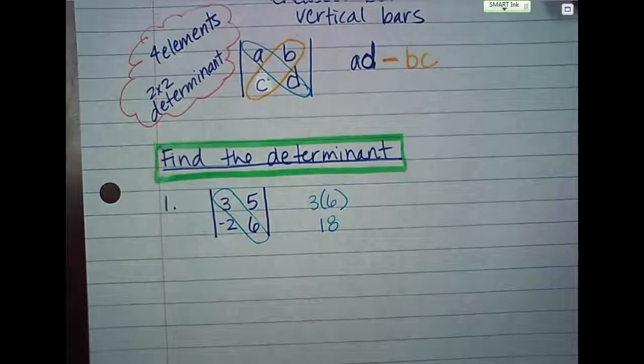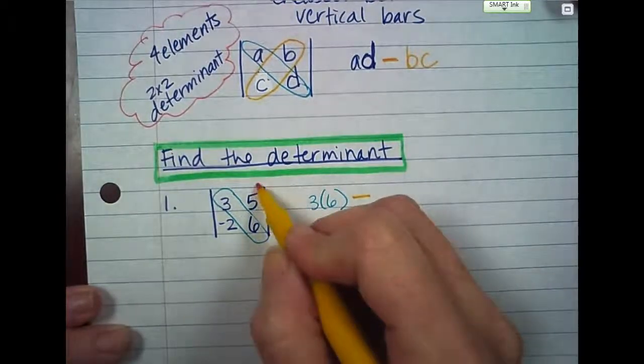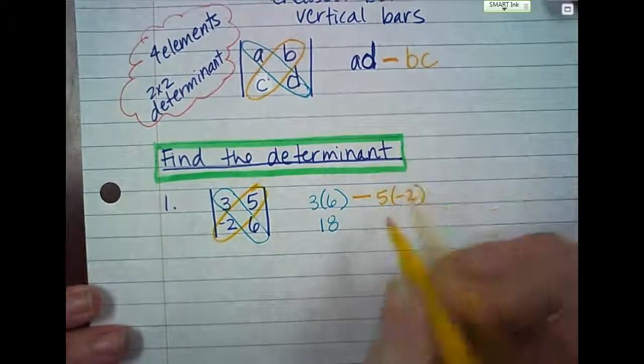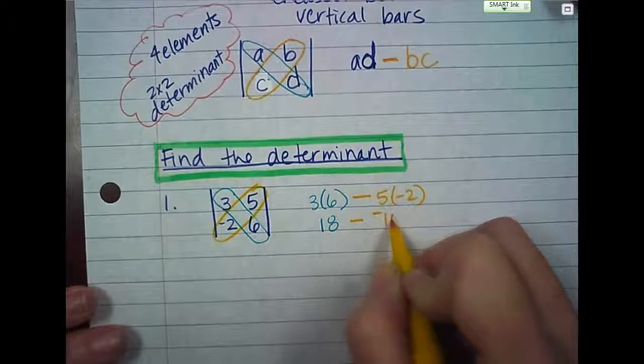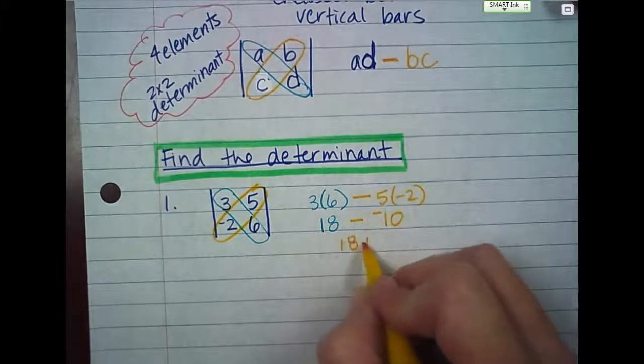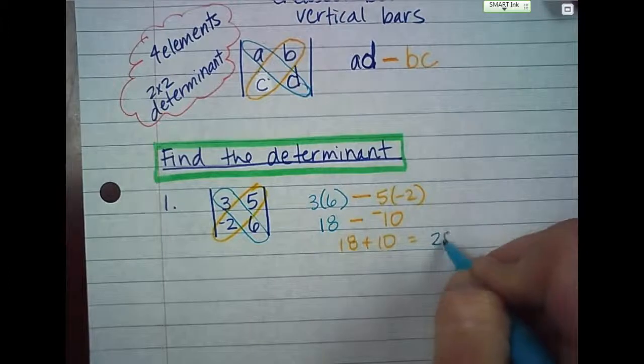And then what did I tell you? What operation do we do? We subtract, so minus whatever answer is here. And in this case, 5 times -2 means I'm going to subtract a -10. 18 minus negative 10 turns to 18 plus 10. Which is 28.